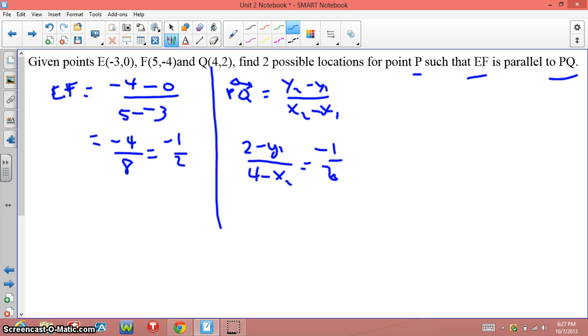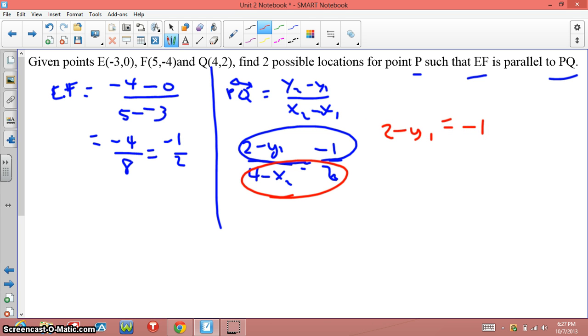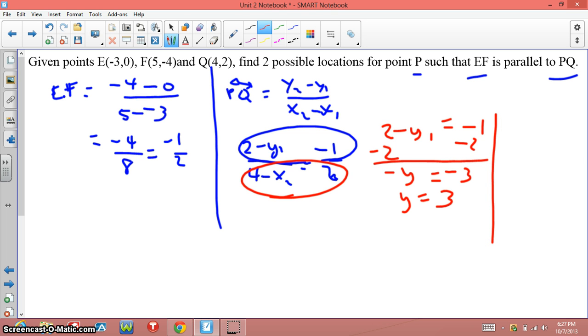Now, I can look at this as two separate things. I've got a fraction here, so I can look at my equation on top, and I can look at what I have on bottom as a completely separate equation and go ahead and solve it that way. So that's what I'm going to go ahead and do. So I've got 2 minus y1 equals negative 1. I'm going to solve for y there. So I'm going to subtract 2 from both sides. So I get negative y equals negative 3. So then my y equals 3. I'm going to do the same thing for my x.